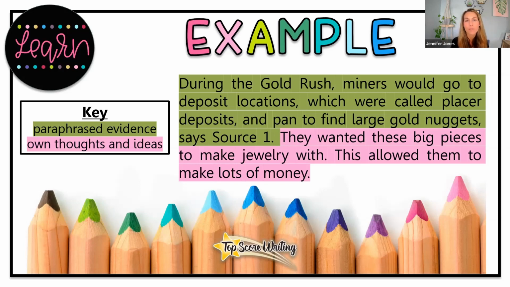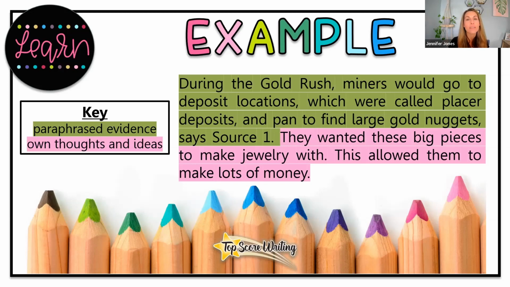So here is where the writer of the essay is thinking about, why would someone do this? Why would they go to the locations? Why would they look for these big gold nuggets? Like, what was the purpose? And the writer is sharing their thoughts about why someone would do this, what the purpose of it is. So their own thought and idea is in response to the paraphrased evidence.